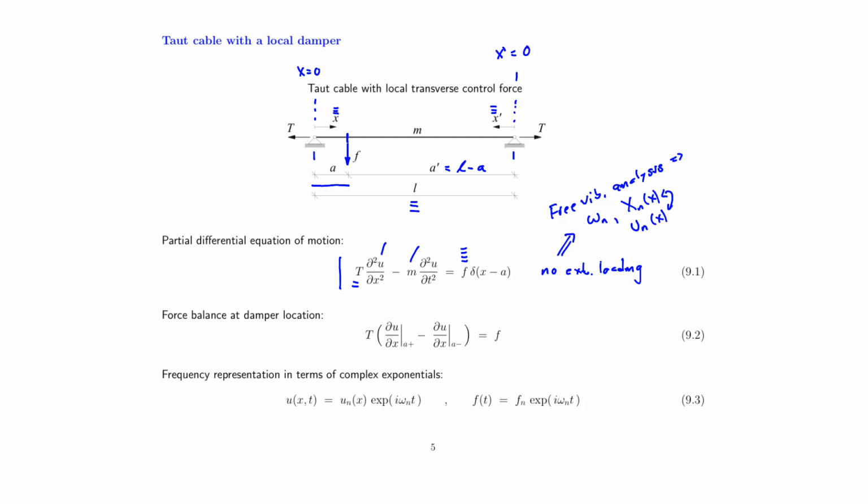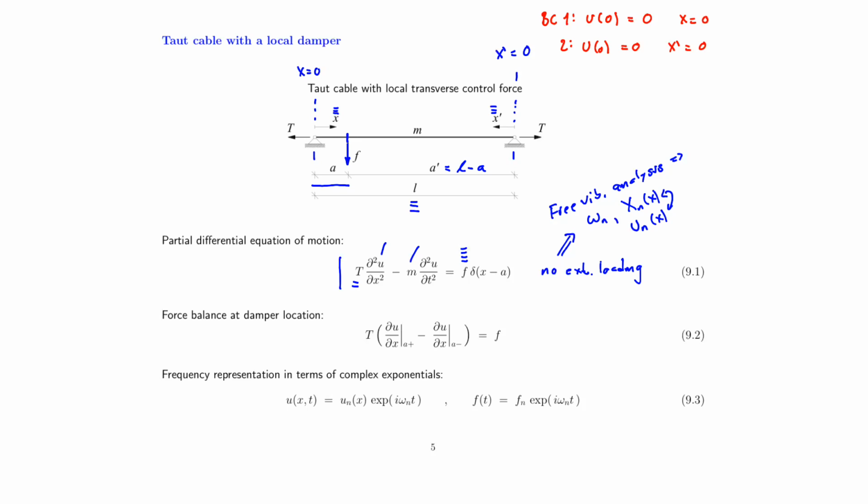Then we have boundary conditions. And the 4 boundary conditions are as follows. Let's say BC1 says that the displacement at x equal to 0 must be equal to 0. Number 2 says that at the other end, where x prime is equal to 0, the displacement should also be 0.